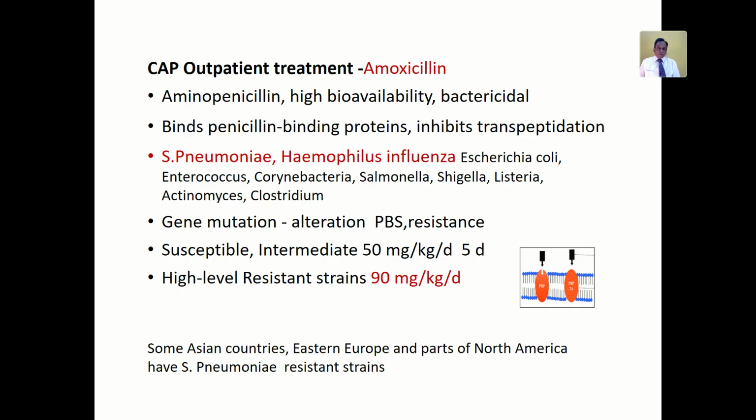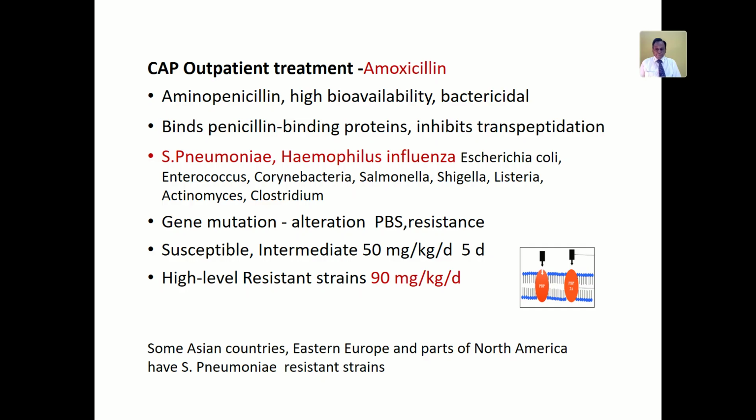Why amoxicillin, you may ask. Amoxicillin is an aminopenicillin with very high bioavailability, and it is also bactericidal in action. Actually, it acts on the penicillin binding proteins and inhibits transpeptidation. It covers two important organisms, namely Streptococcus pneumoniae and Haemophilus influenzae. Look at it, it also covers a wide variety of gram-negative organisms.